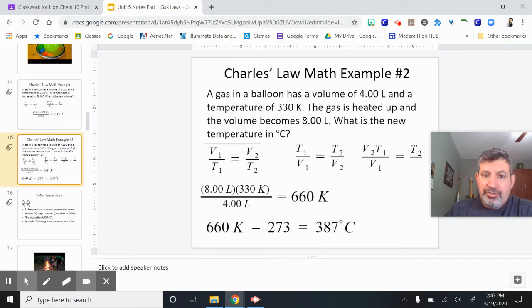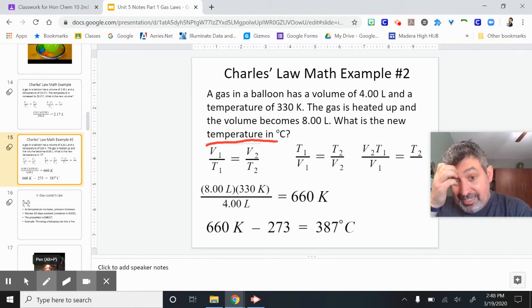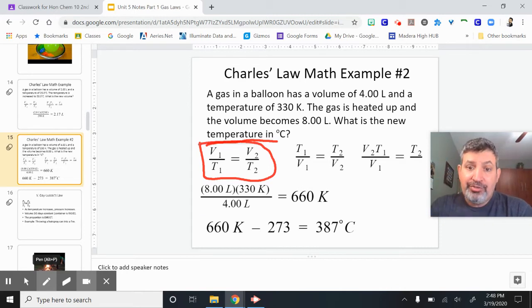Okay, so here's a second version. Now, this is where things get a little tricky, and you have to be careful. This one's asking for the temperature in Celsius. So if that temperature is the new temperature, then we're looking at T2. So we start off with our Charles' law equation. And again, these are always given to you. You don't have to memorize them.